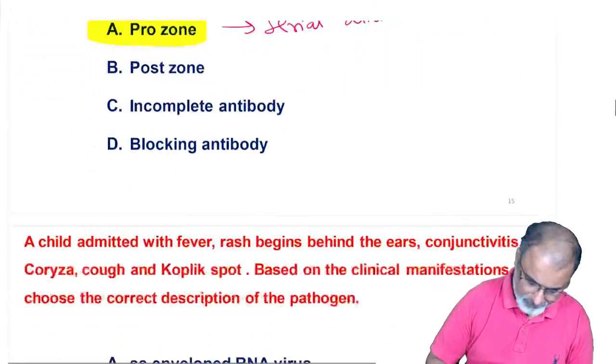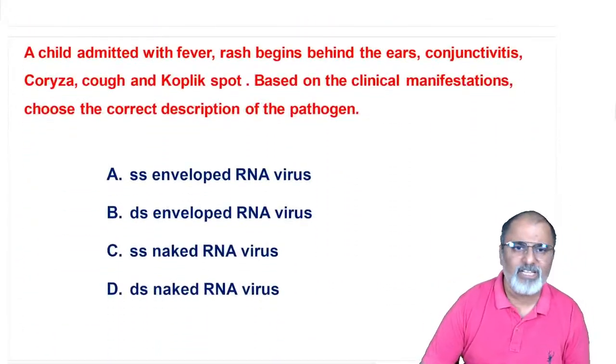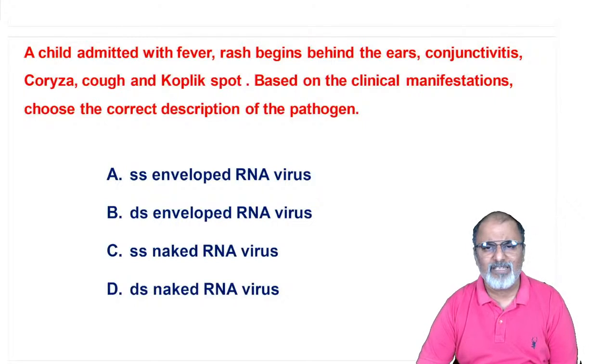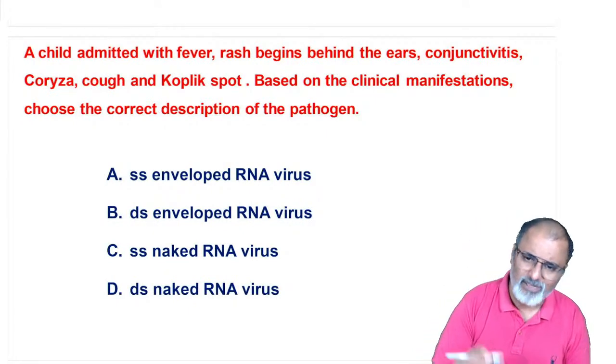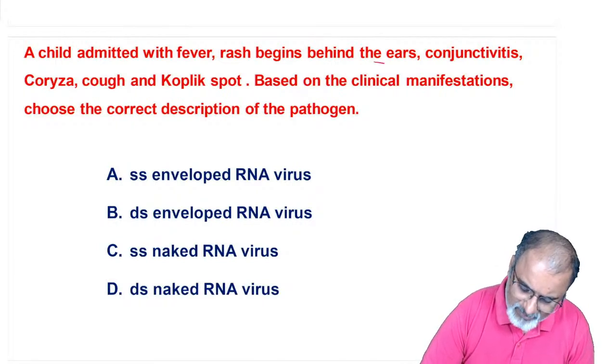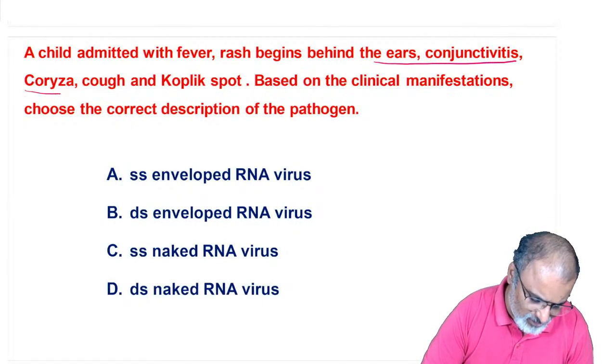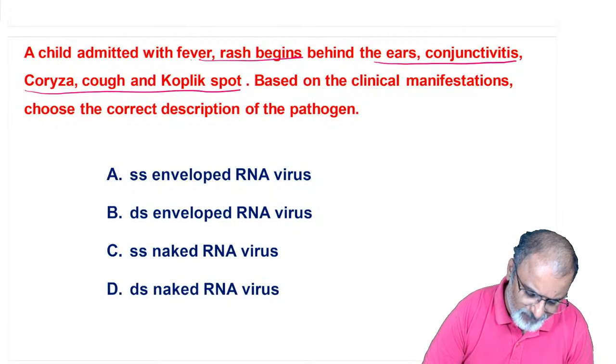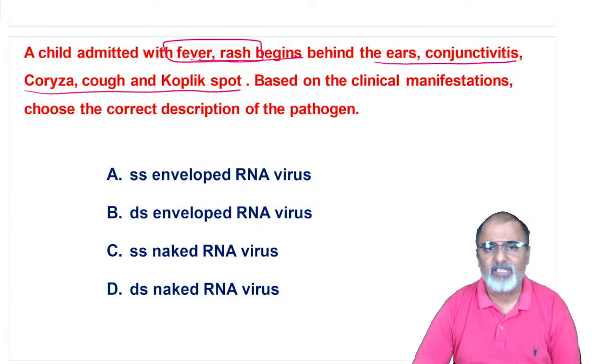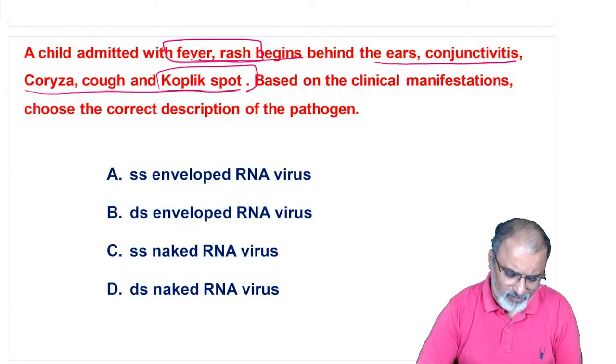Next is, a child admitted with fever, rash that begins behind the ears, very important, conjunctivitis, coryza, cough and Koplik spots. They give all the clinical picture. Sometimes they give it very easy. Conjunctivitis, cough, Koplik spots, rash. Fever with rash itself is sufficient to suspect measles. But they give Koplik spots, diagnostic of measles.